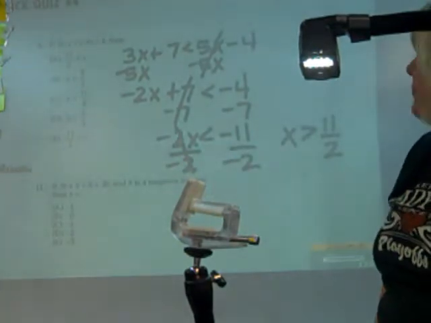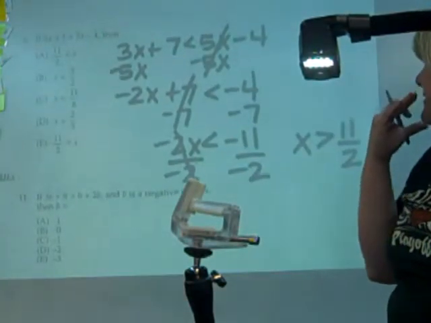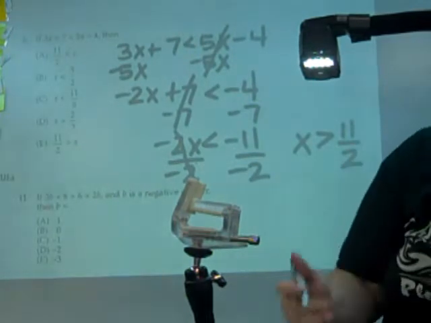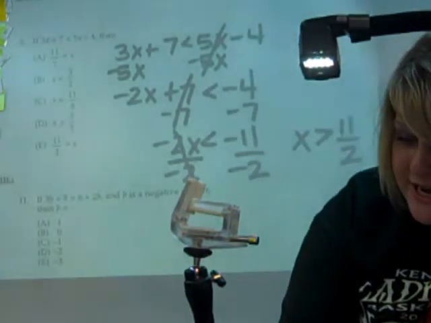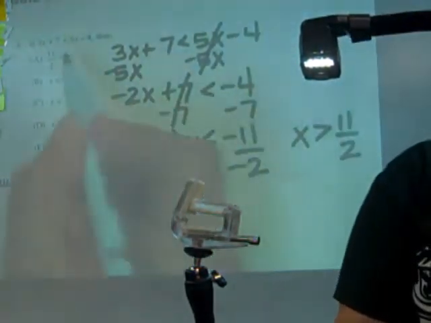I did it a different way. Which one is the same as that? A. A, right? Remember the alligator's eating the x? So if you flip it around, it's still going to eat the x. So this would be A.